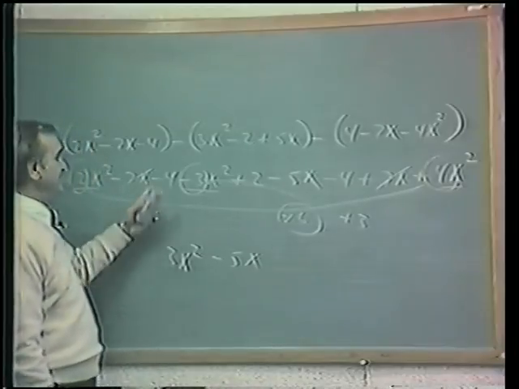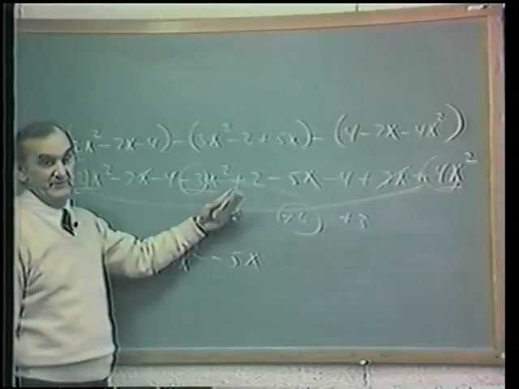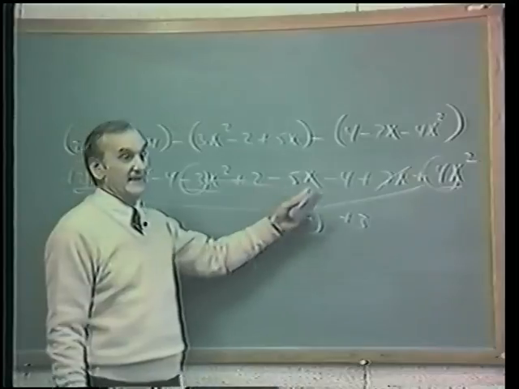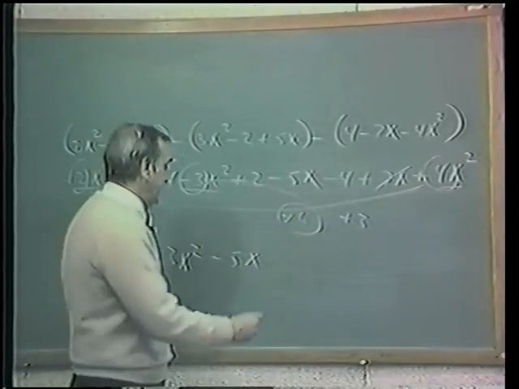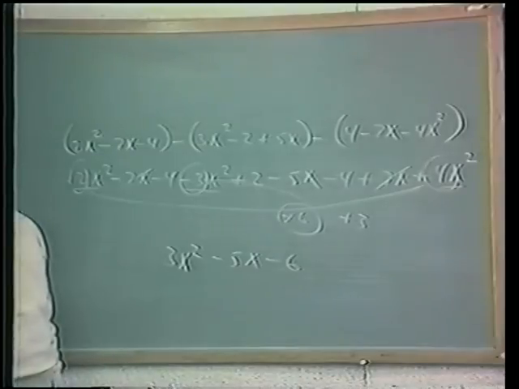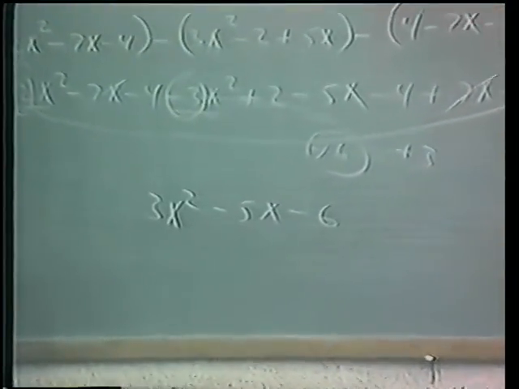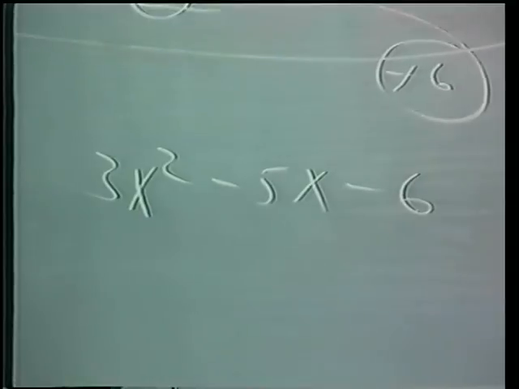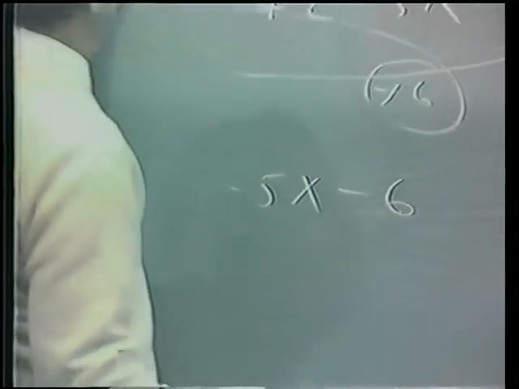Lastly, the numbers. You have a negative 4 and a positive 2. That's a negative 2. A negative 2 and a negative 4 is a negative 6. And there is our final answer. Okay? Nice and neat. Let's see if we can make it just a little bit rougher. Just a little bit.